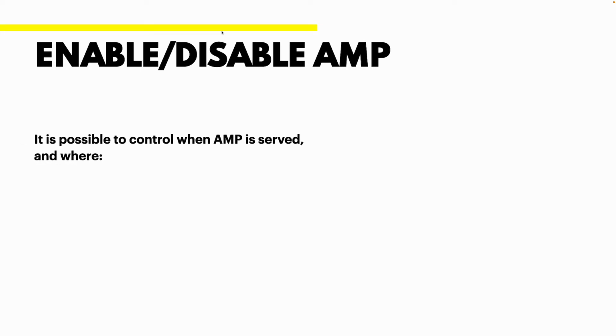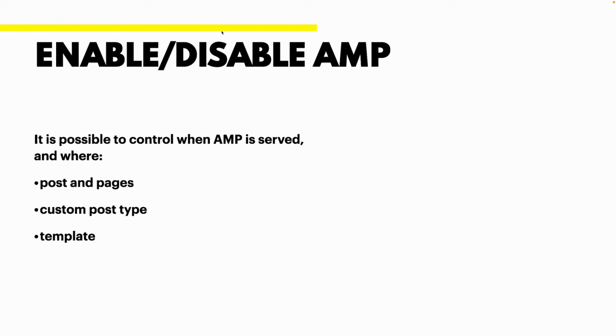With the official AMP plugin, it is possible to control when AMP is served and where. We can control by posts or page, we can select a specific custom post type, or we can decide which template you will serve AMP. And why is that possible?